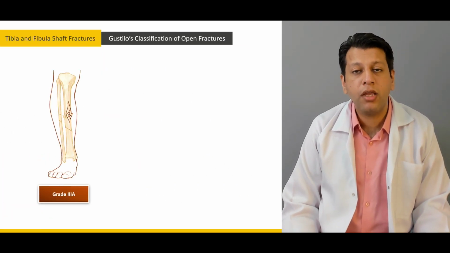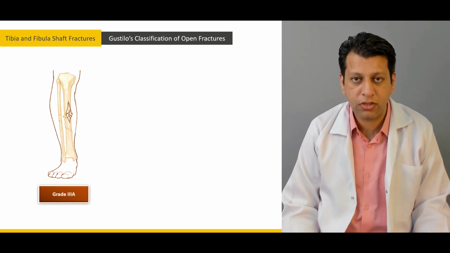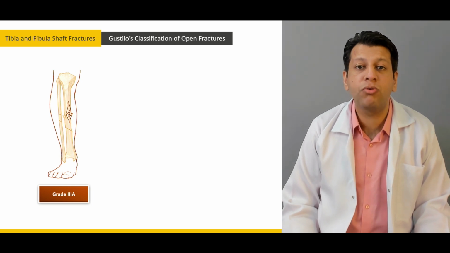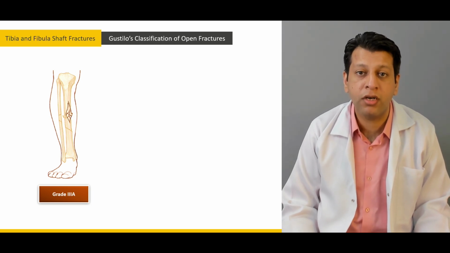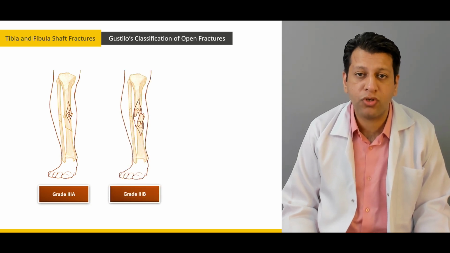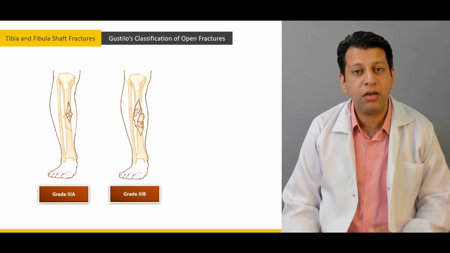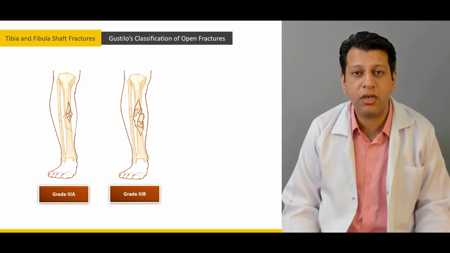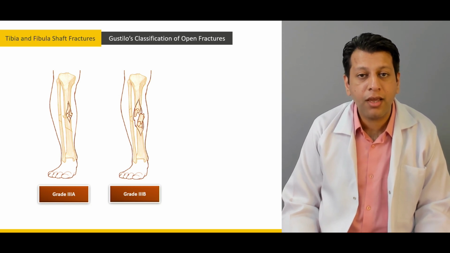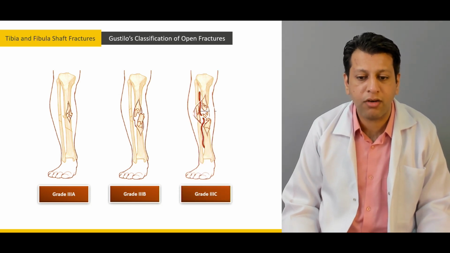Now type 3 is further subdivided into 3A, B and C. All type 3 injuries include high energy trauma, usually associated with a high degree of comminution and soft tissue compromise. In type 3, the wound may be more than 10 centimeters or maybe less, but this is associated with soft tissue compromise. But in 3A, at least soft tissue coverage is possible for the bone with that kind of trauma.